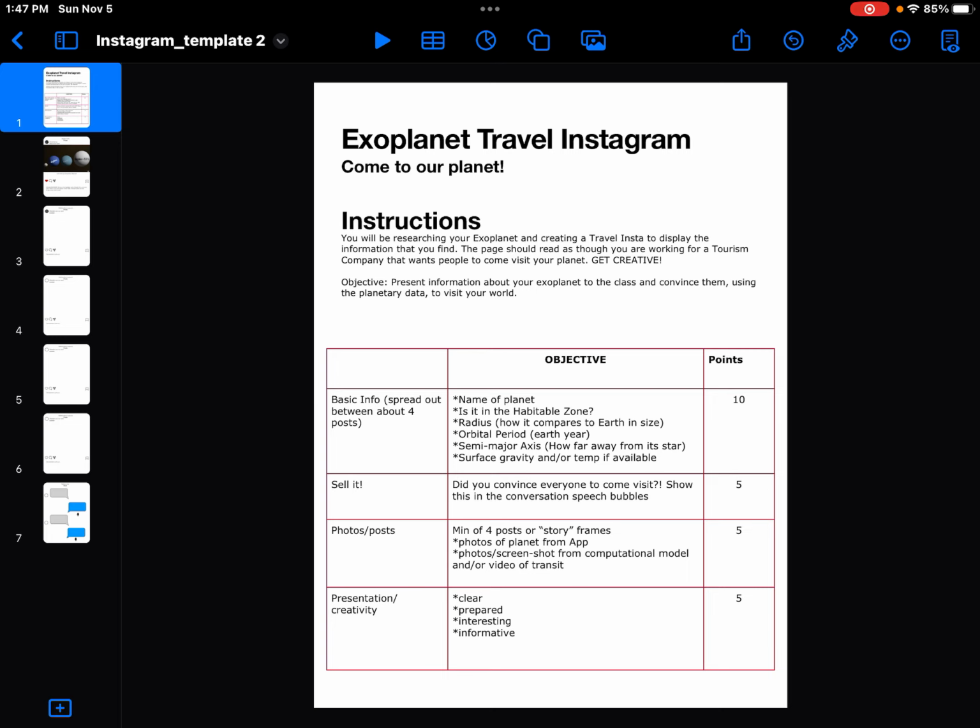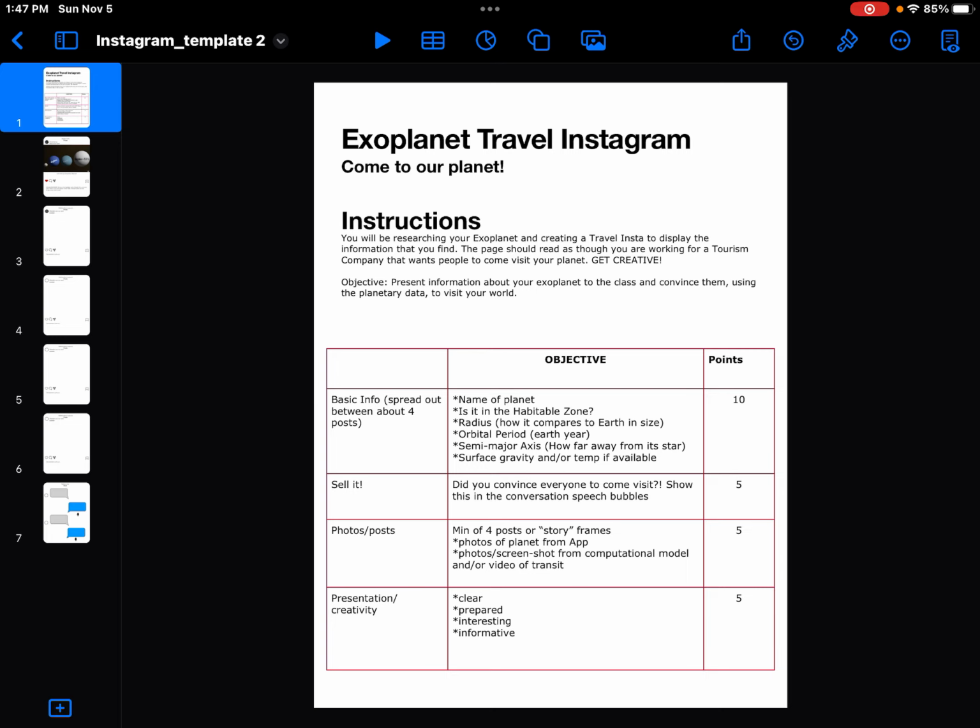So the first thing you want to do is find the basic information, as you see here. What is the name? Is it in the habitable zone? The radius, the orbital period. You can find all of that on the internet. And then you've got to get a little bit creative. You've got to sell it. How do you convince people to come?